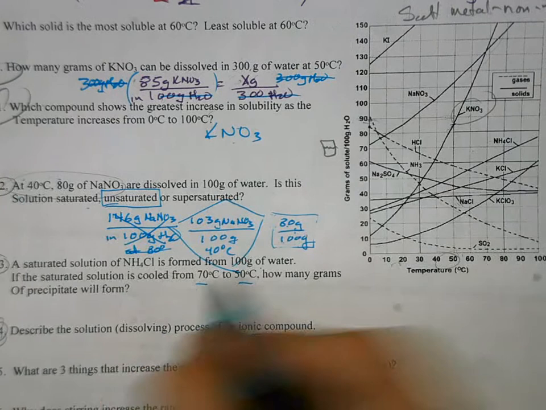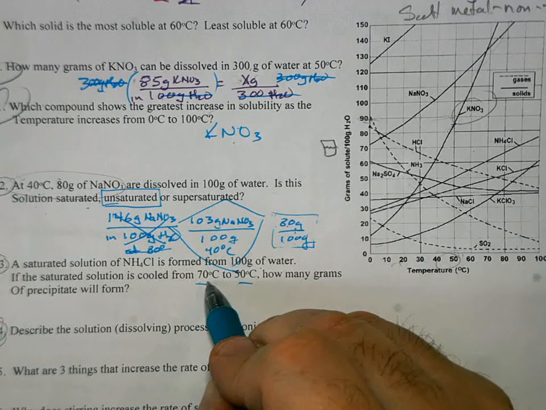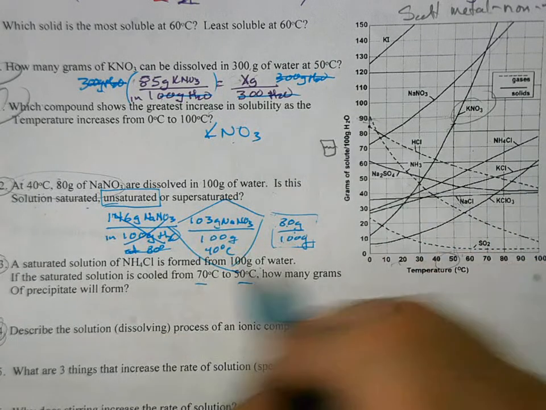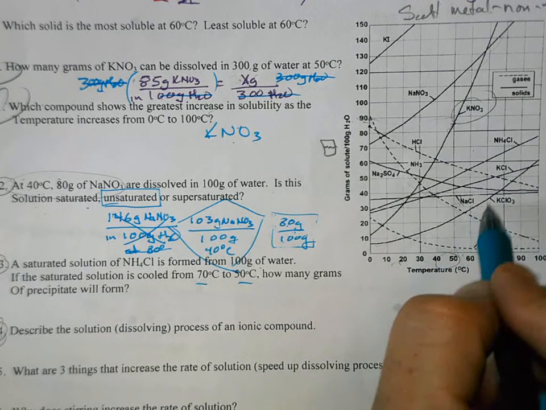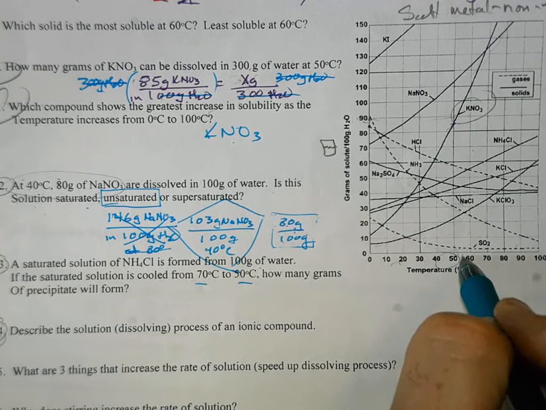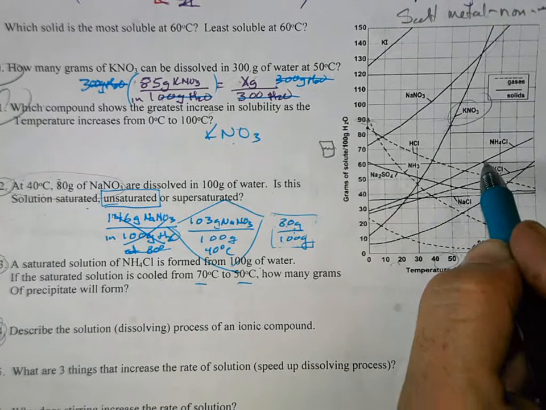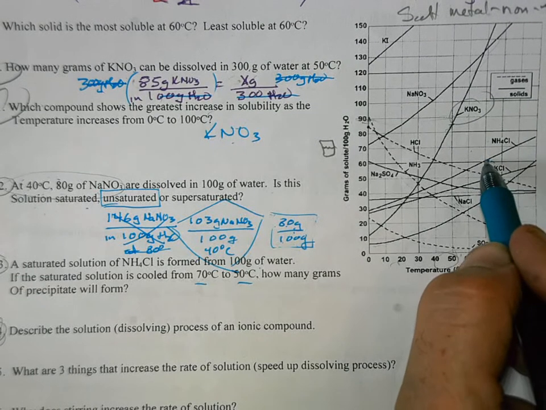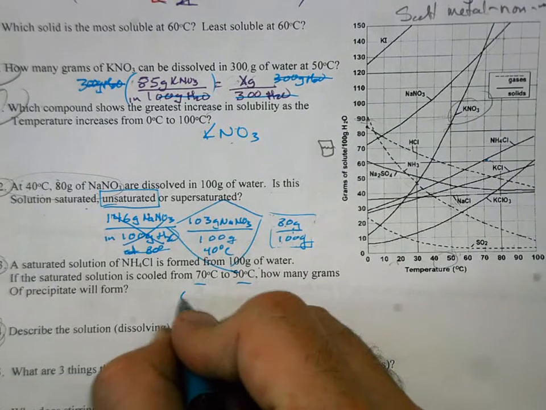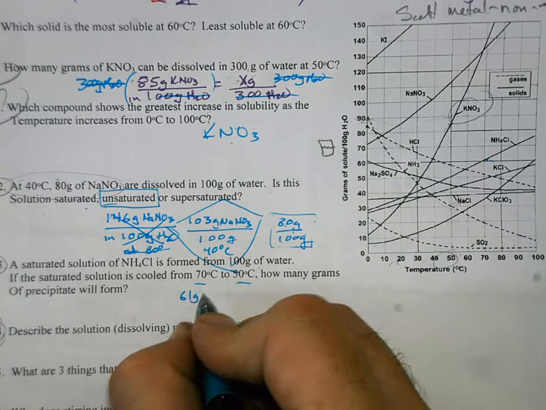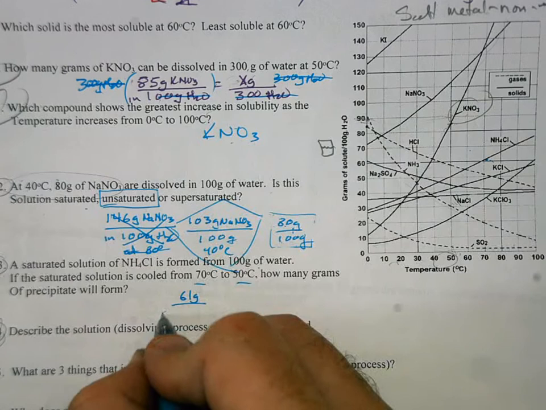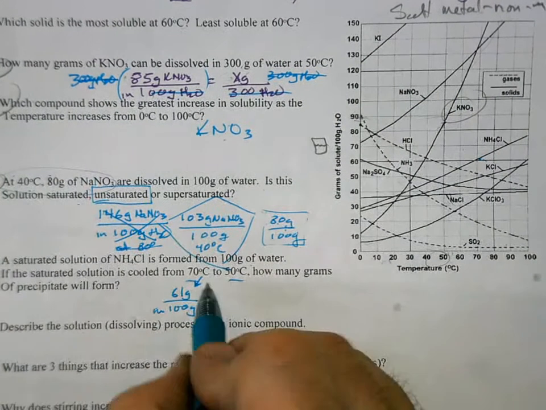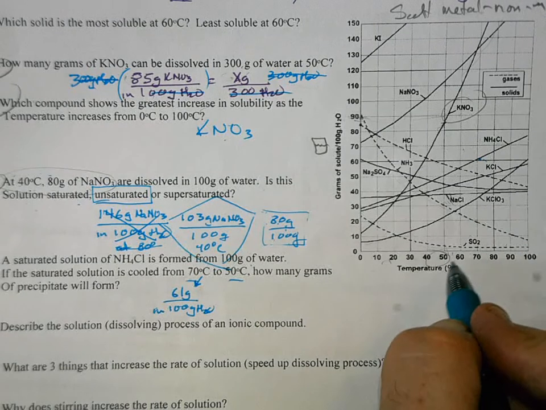Okay, so first, let's find ammonium chloride at 70 degrees, pretty warm. And where's the ammonium chloride? I keep getting that mixed up. Ammonium chloride, which one is it? It's this one right there. And we're at 70 degrees. I don't want to mess up. It looks like when we go up, I think it's just barely above 60. I'm going to call it 61 grams of ammonium chloride can be dissolved in 100 grams of H2O at 70 degrees.